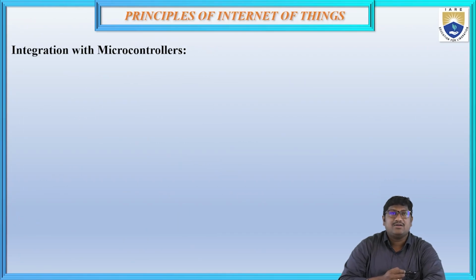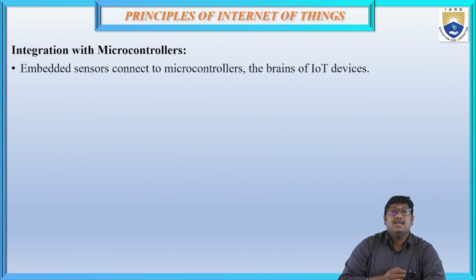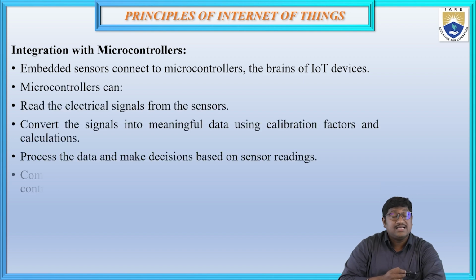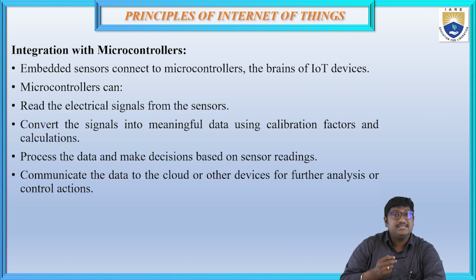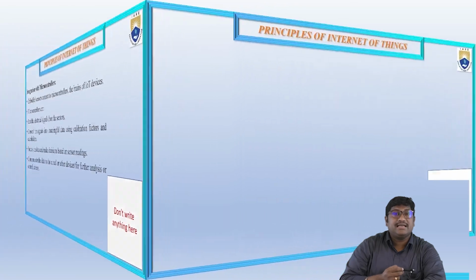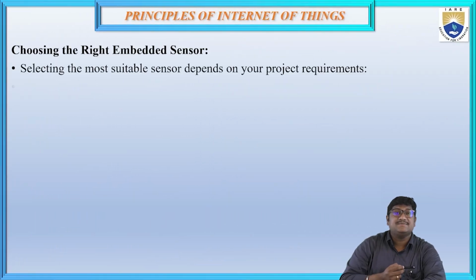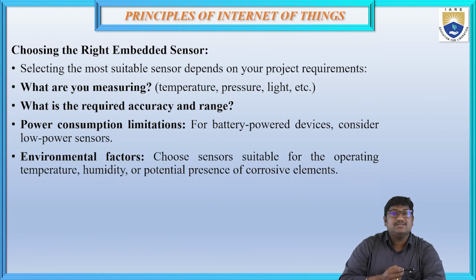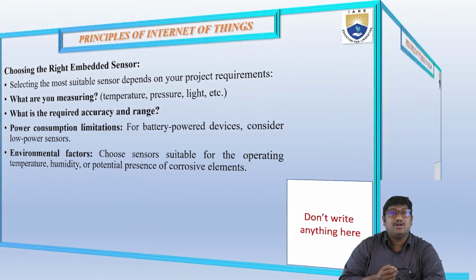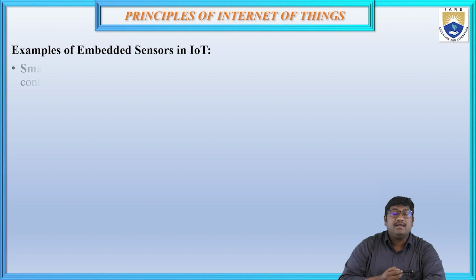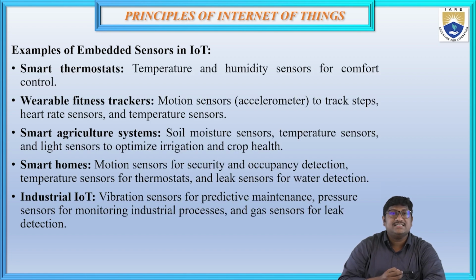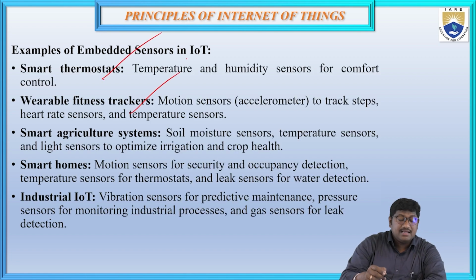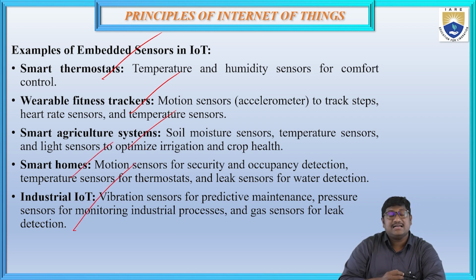And the next topic is integration with microcontrollers. How are these embedded boards controlled? They read the electrical signals from sensors and communicate with other devices. You need to choose by measuring accuracy, by power consumption, and by environmental conditions. Examples which use embedded sensors are smart thermostats, wearable fitness trackers, smart agriculture systems, smart homes, and industrial IoT. These are the best examples of embedded sensors in IoT.